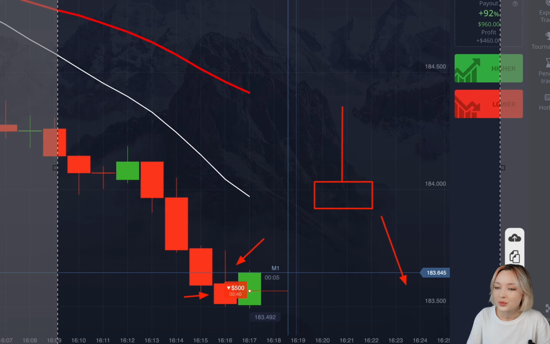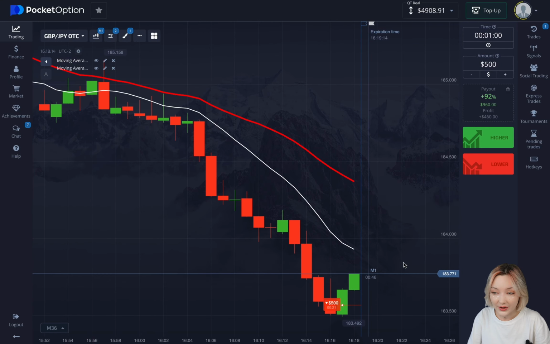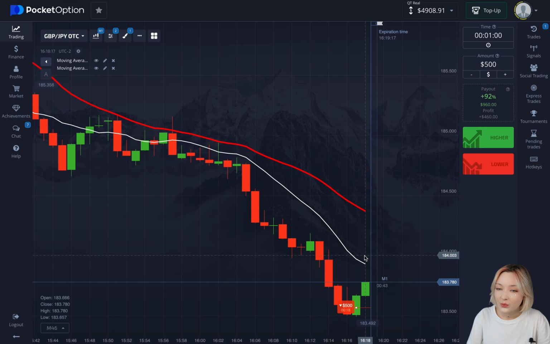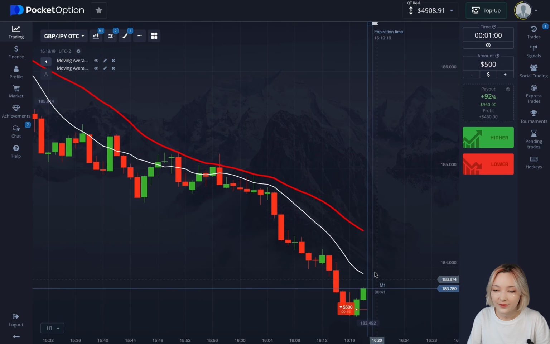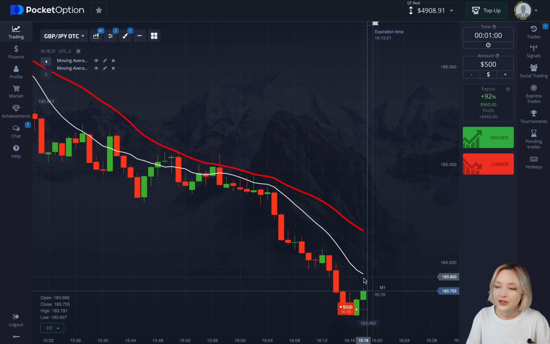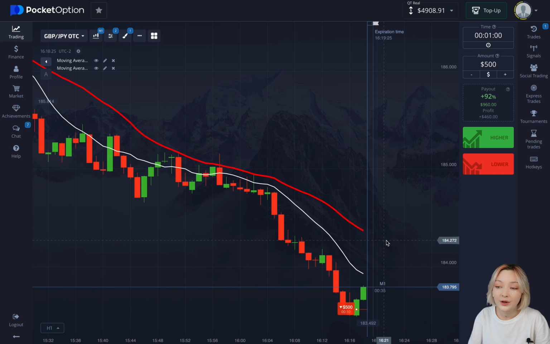Although, as we can see, the market is heading in the opposite direction at the moment, we might want to expect the price to touch the faster moving average line, show some kind of a reaction from that point, or even aim for the slower moving average line. Let's not rush yet and see how it goes.